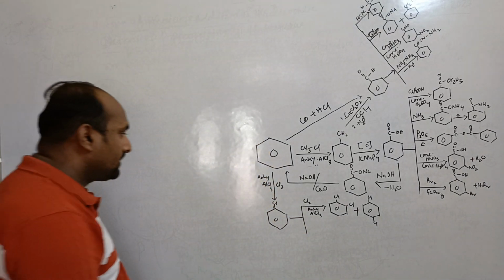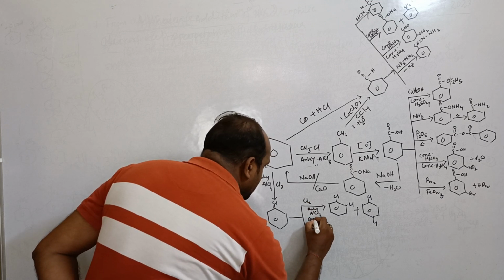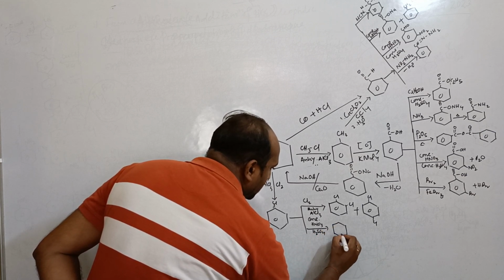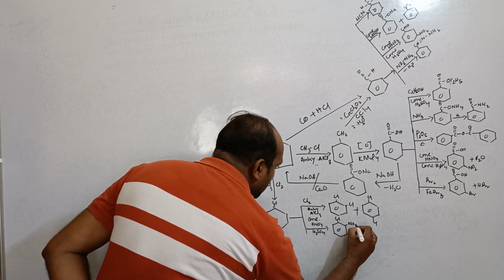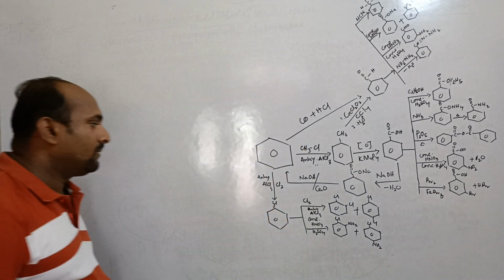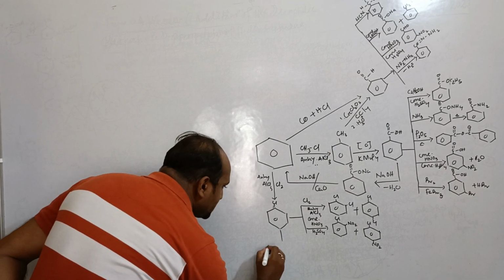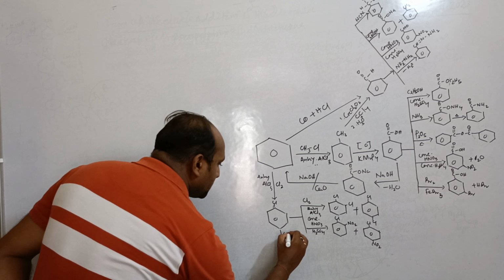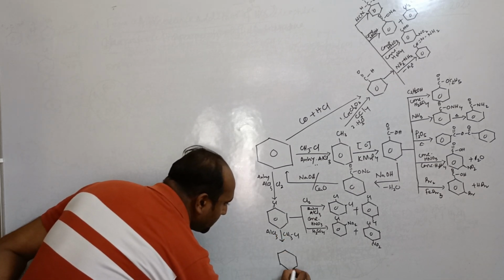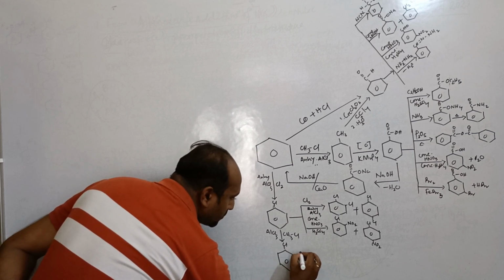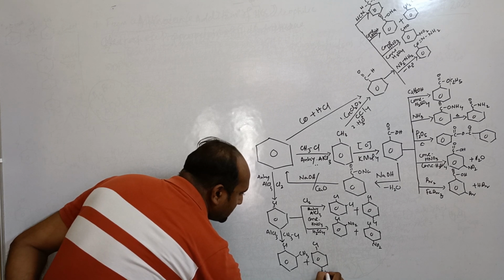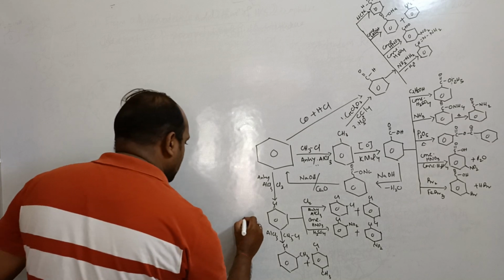Okay. Again, chlorobenzene is treated with concentrated nitric acid in presence of concentrated H2SO4 to form 1-chloro-2-nitrobenzene or 1-chloro-4-nitrobenzene. Again, chlorobenzene is treated with methyl chloride in presence of anhydrous AlCl3 to give ortho-chlorotoluene and para-chlorotoluene. This reaction is called Friedel-Crafts alkylation.